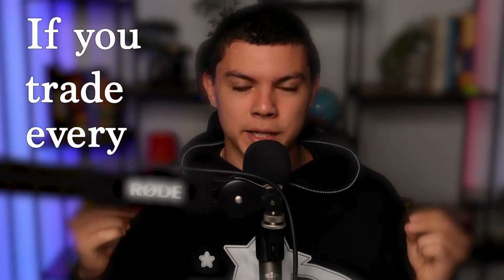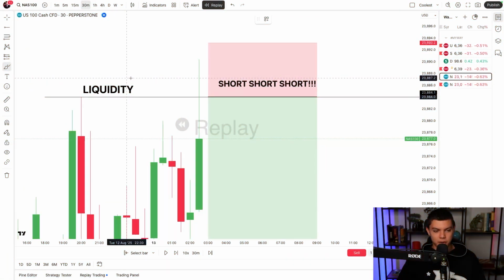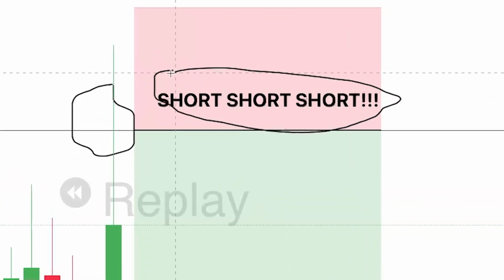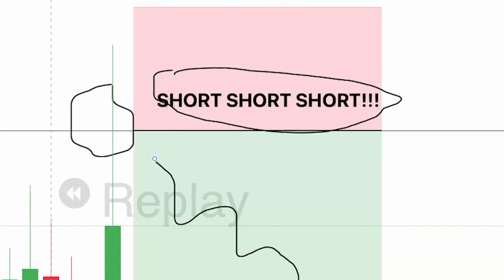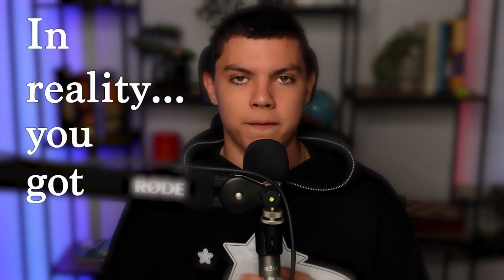If you trade every liquidity sweep, you're setting yourself up for failure. Does this look familiar? So you see this liquidity and you see this liquidity sweep, you're thinking let's short the markets because the price has to go down right after the liquidity sweep. So you enter shorts and bang, price continues, you're left there sad, you're wondering what the hell happened. But in reality, you got faked out.